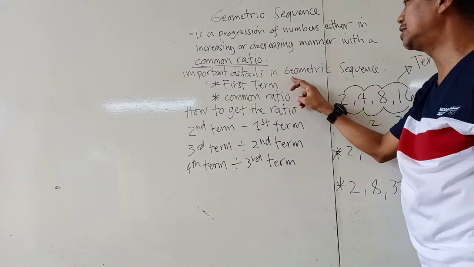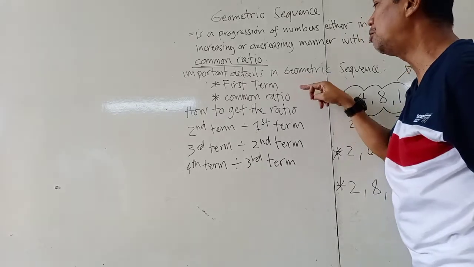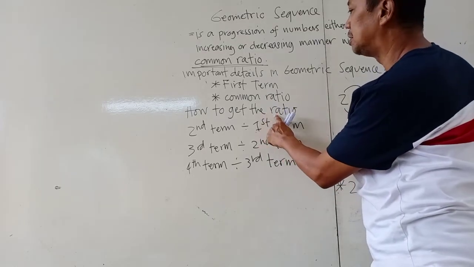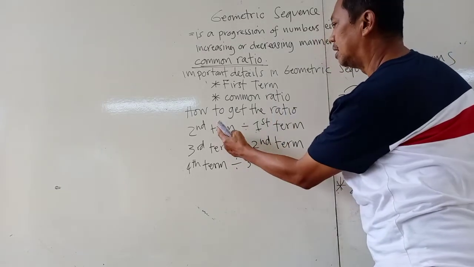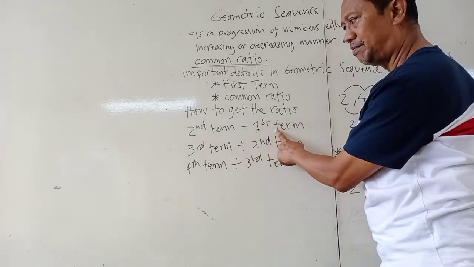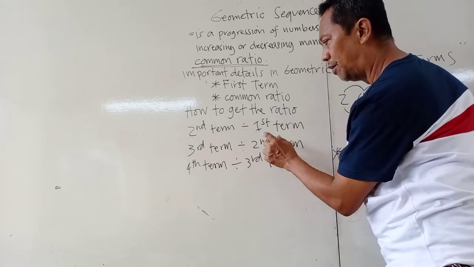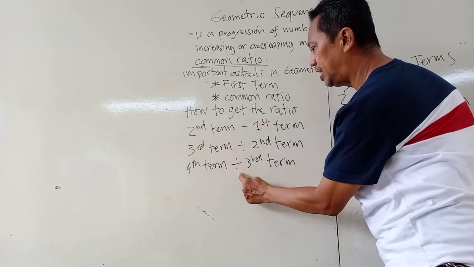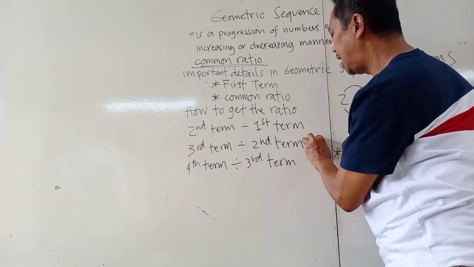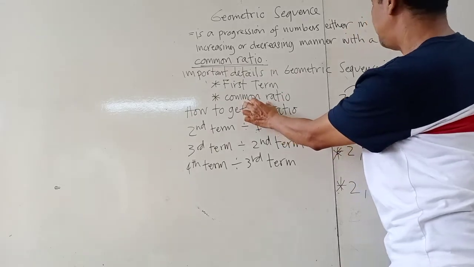Important details in a geometric sequence: the first term, always the first term, and the common ratio. And how to get the ratio? Still the same. Get the second term and divide it by the first term. The third term, you divide by the second term. Or the fourth term, you divide it by the third term. The result of that, the quotient, is what we call our common ratio.